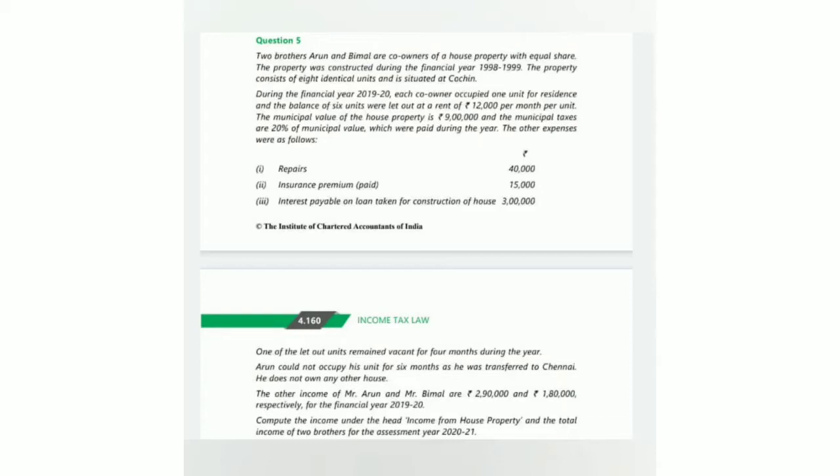The other income of Mr. Arun and Mr. Bimal are rupees 2,90,000 and 1,80,000 respectively for financial year 2019-20. Here you have to calculate the income from house property and then the total income of the 2 brothers for assessment year 2020-21. Let us solve the problem on the screen.